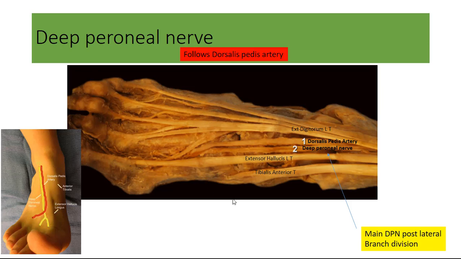Here you can see a dissection, you can see the deep peroneal nerve. It's gone past the ankle joint, so it's now called the dorsalis pedis artery. You can see where they come, and you can see the nerve coming right down between this first and second toe.